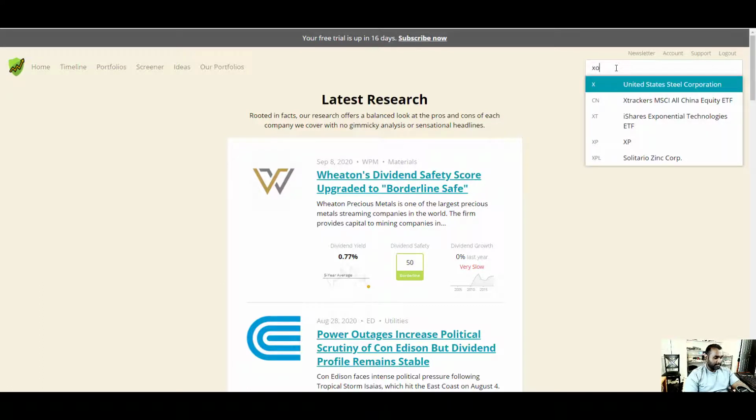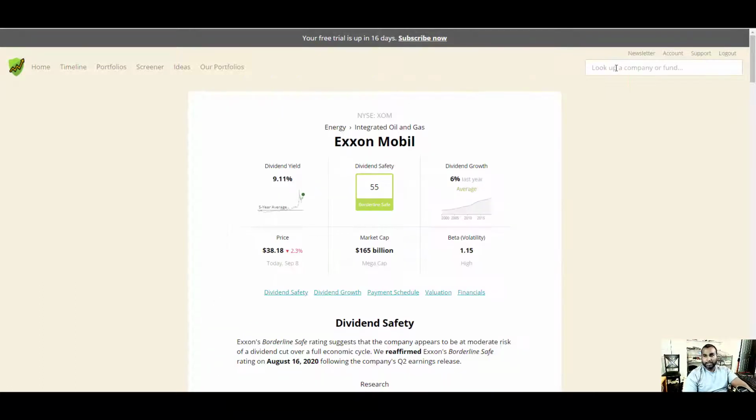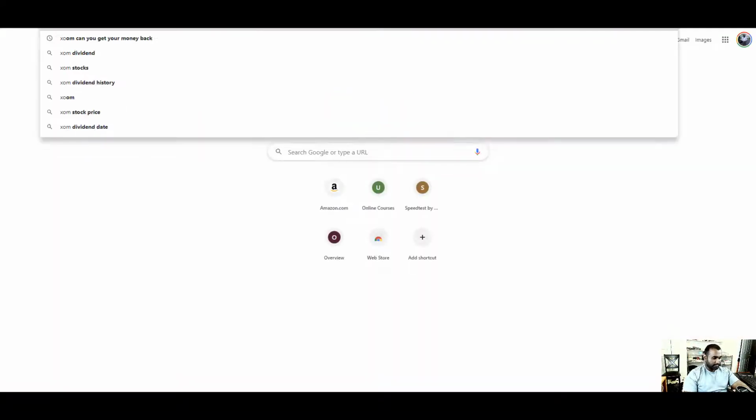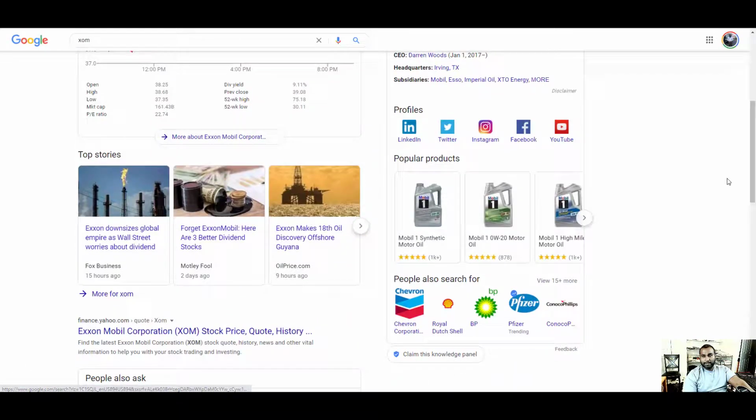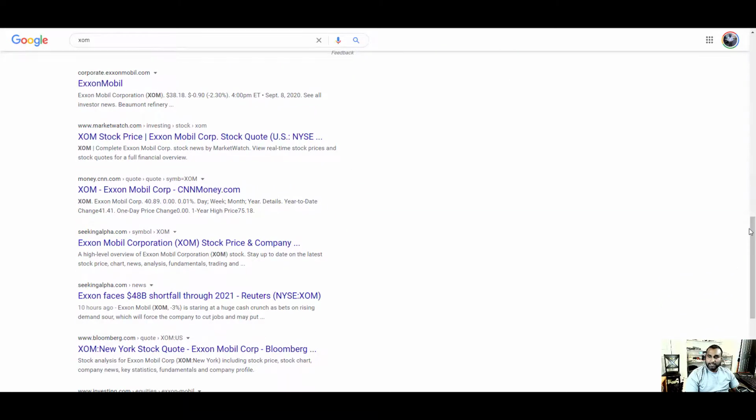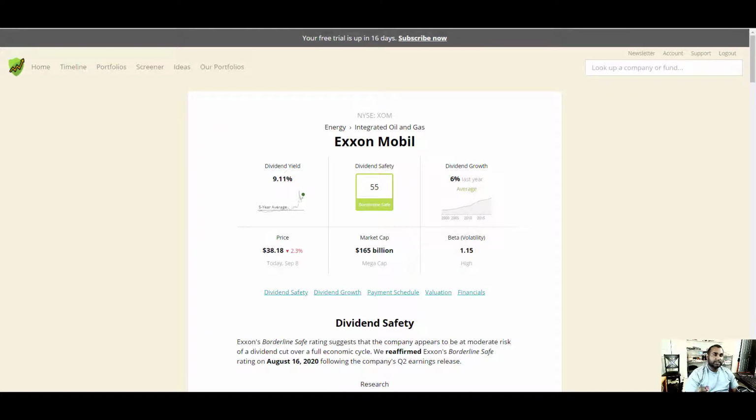Let's look at XOM, which is Exxon Mobil. If you were to look at Exxon Mobil on any other site, Google gives you a little bit of information, then you get a whole bunch of other information, all of which is basically all over the place. You want a website where you can quickly dive in and make a decision.